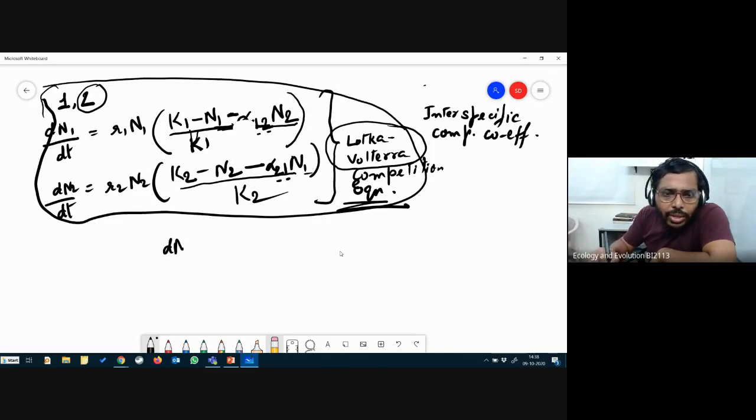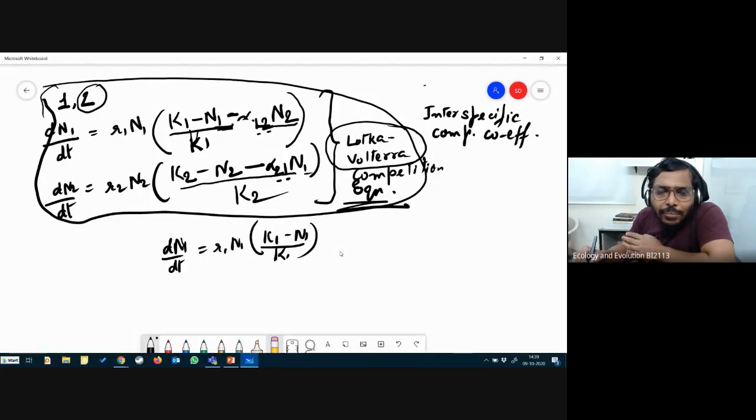See, think about it this way: dn1 dt is equal to r1 n1 (k1 minus n1) by k1. This is my original equation, in the absence of species 2. Now, what am I doing? I am adding some extra individuals of n2 and then converting them into n1, so I am just increasing this factor, nothing else. If you are increasing this factor, then this has to come inside the bracket, because after all, the assumption is that the rest of the structure of the model remains the same.